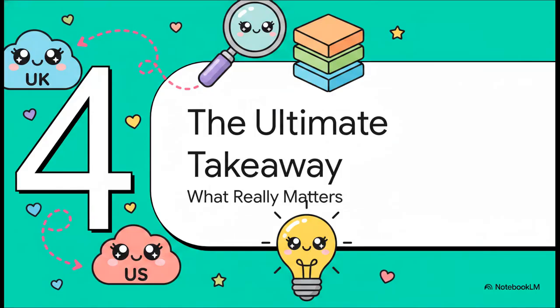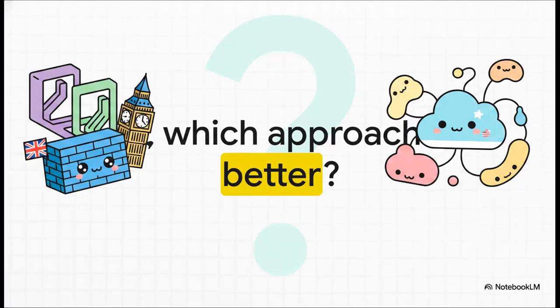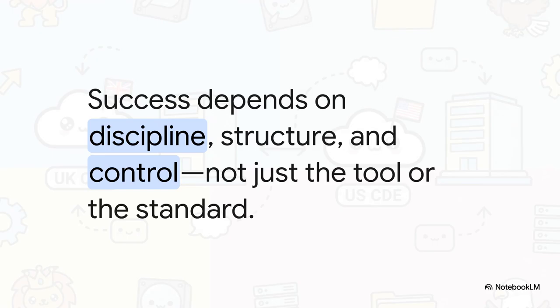Okay, so after comparing these two powerful but really different models, what's the most important thing to walk away with? What's the core truth here? And this is the question, isn't it? You're probably sitting there wondering, okay, so which one is better? Is it the rigid UK blueprint, or is the flexible US platform model the way to go? But here's the answer, and it's probably the most important thing to get from all of this. It's kind of the wrong question. Success isn't really about the specific tool you use or the exact standard you follow. It's about the discipline your team has to maintain structure and control over your project information.